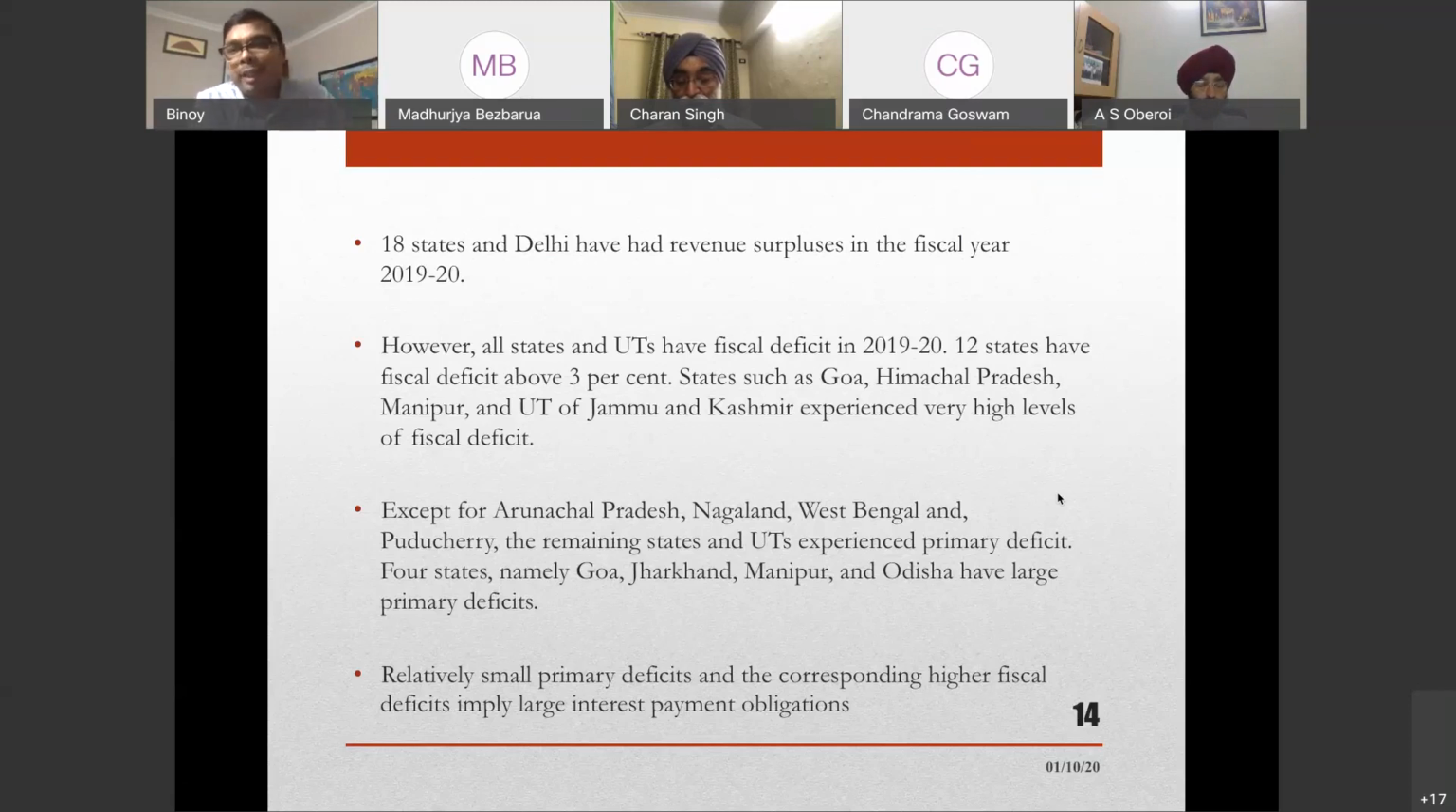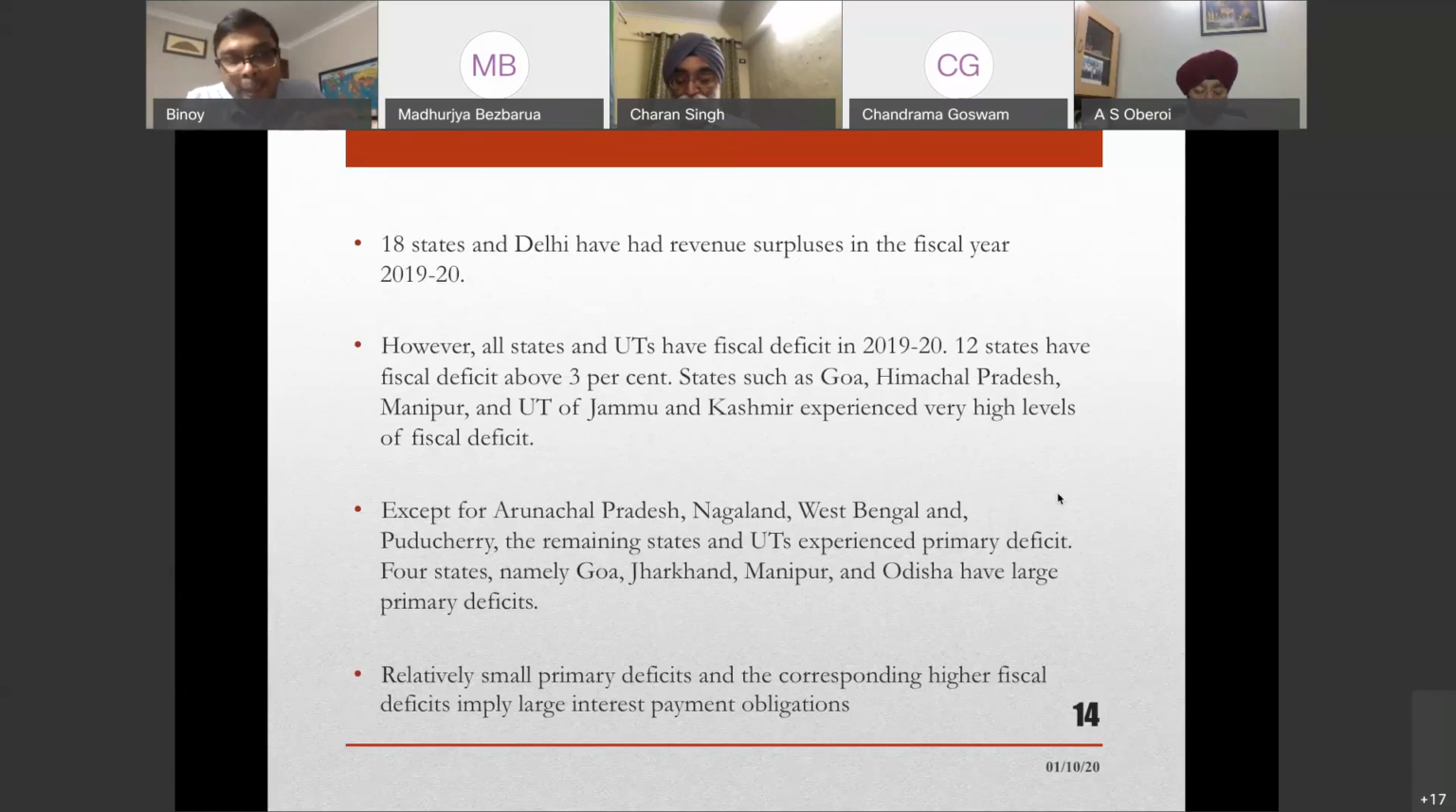Now, if you compare the fiscal deficit figures for the states and the primary deficit figures, you will find that for most of these states, while the primary deficit numbers are smaller, the fiscal deficit is high. Now we know the difference between the fiscal deficit and primary deficit is nothing but the interest payment. So primary deficit plus the interest payment is the fiscal deficit. So smaller primary deficit figures and higher corresponding fiscal deficit figures imply that most of the states have already borrowed a large amount and they have high interest payment obligations.